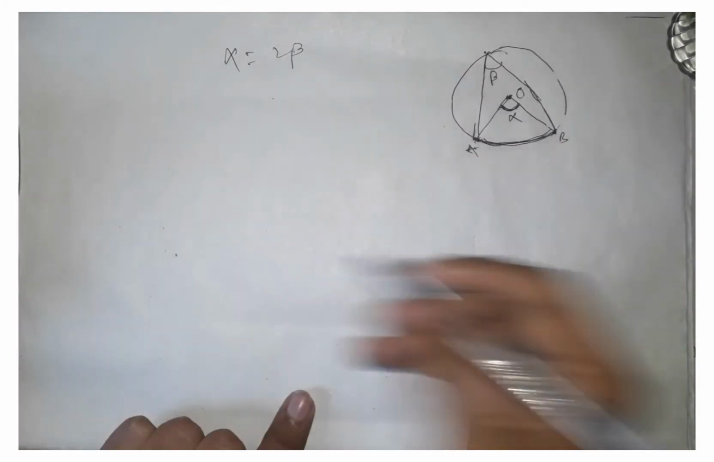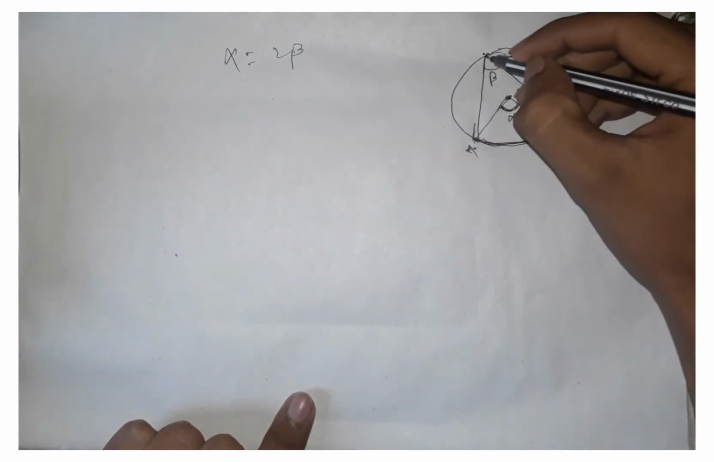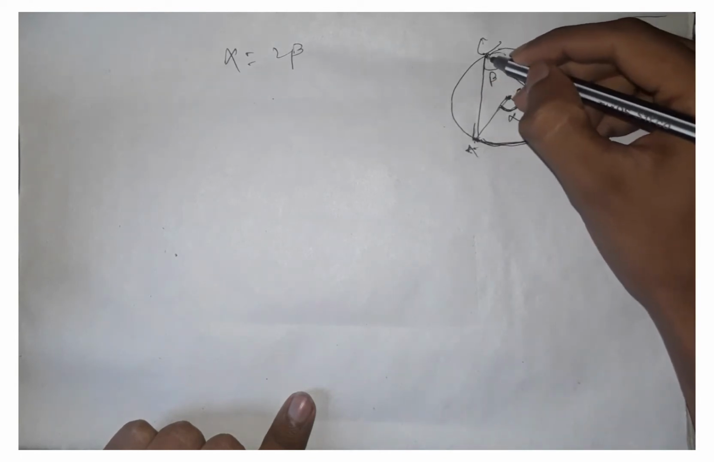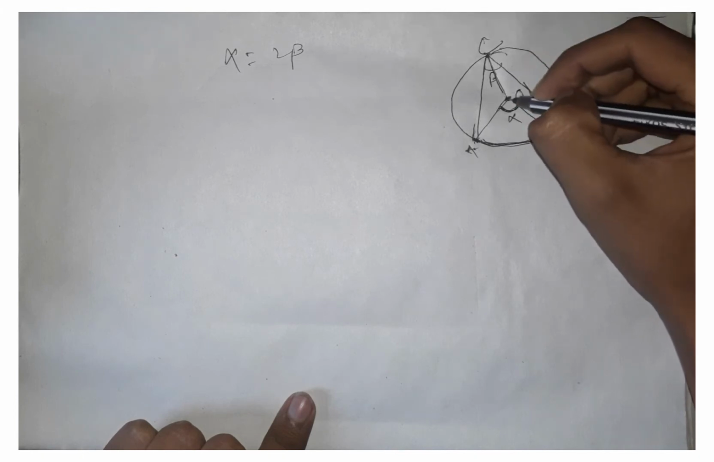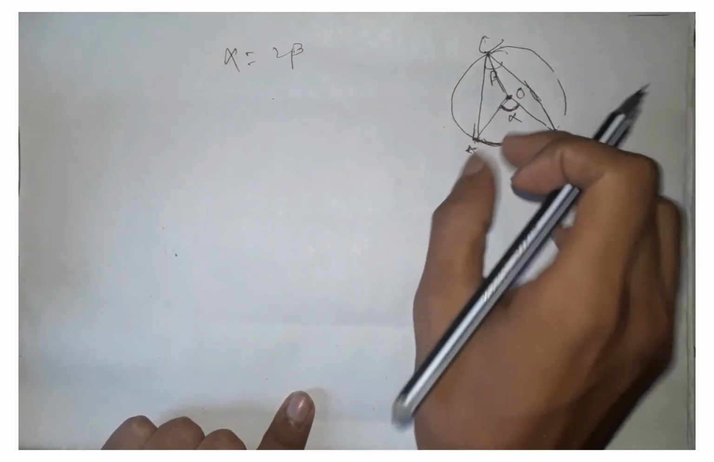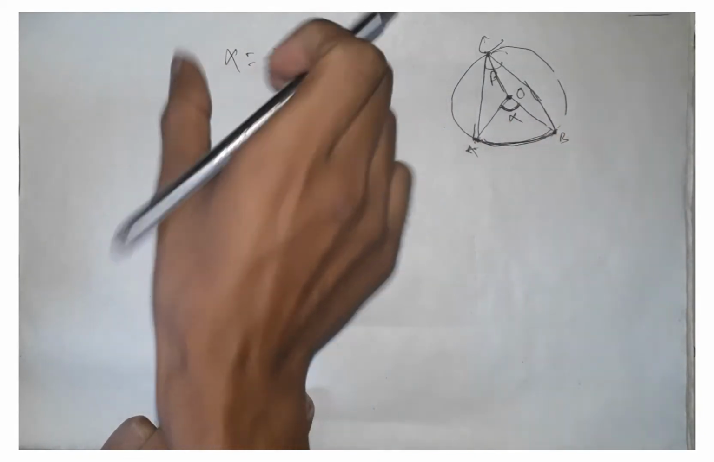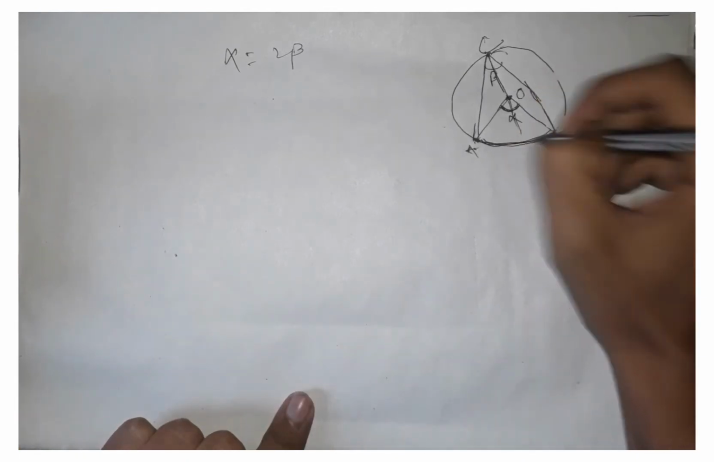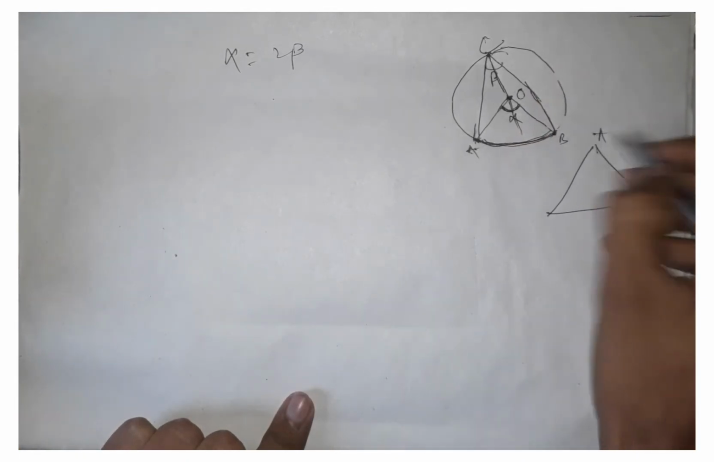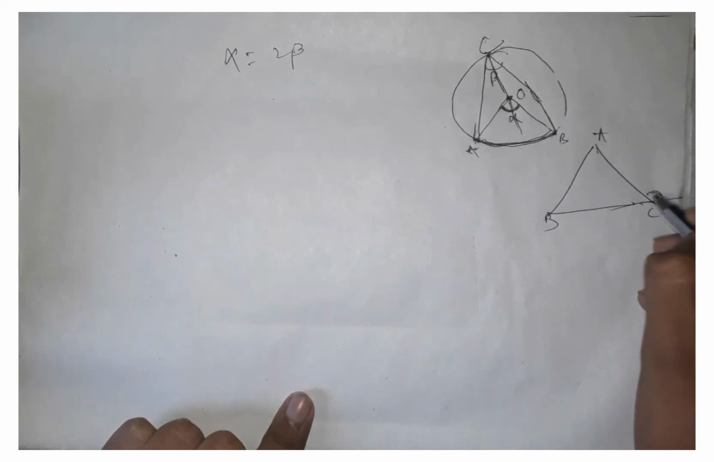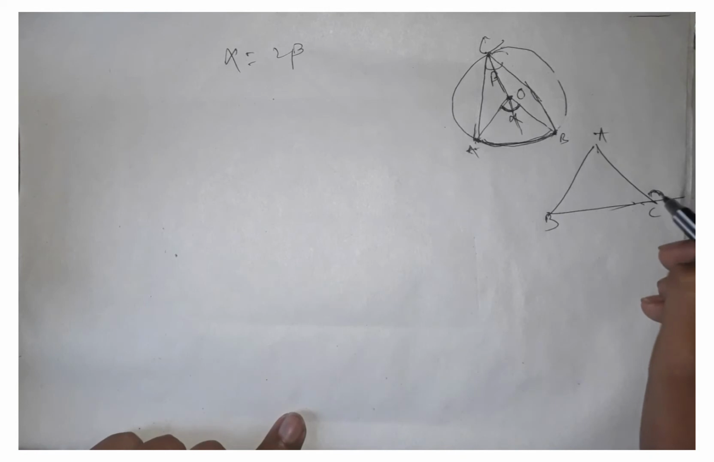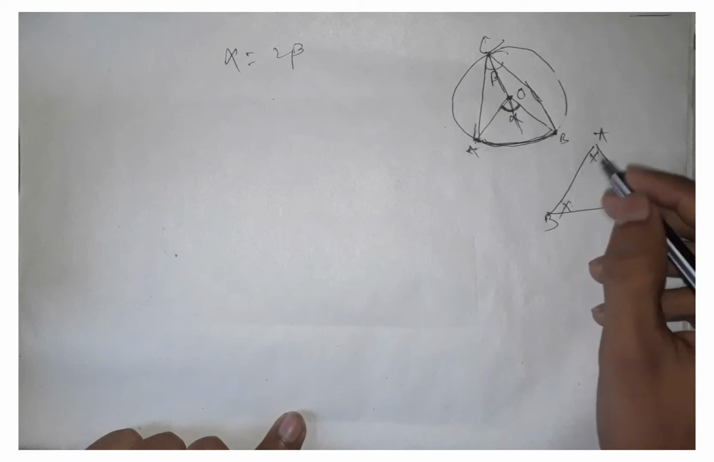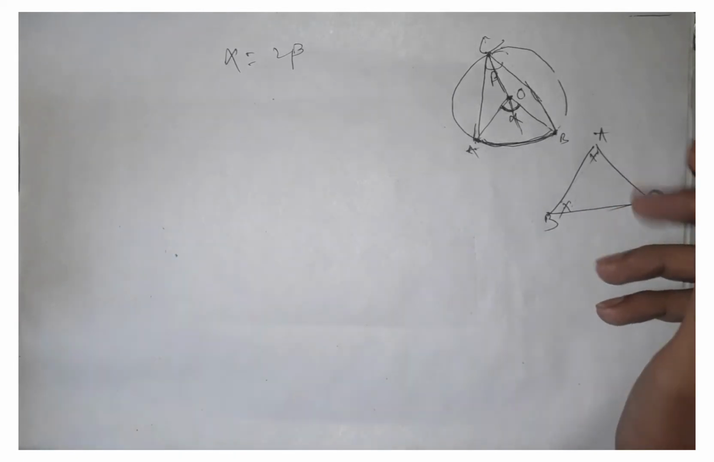So the proof is going to be very simple. Just connect. Let me call this point C, and I am going to join this C point to O point. To prove this, we have to use another theorem which says that in a triangle, suppose there is a triangle, and this angle is the exterior angle, then the exterior angle is equal to the sum of the interior angles.